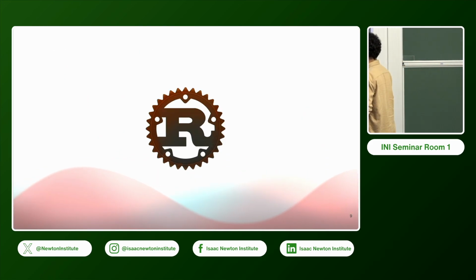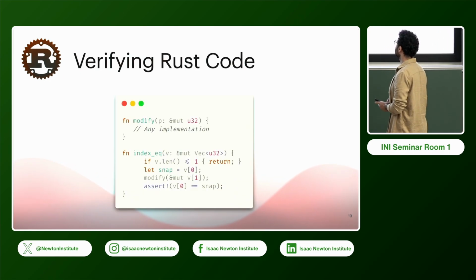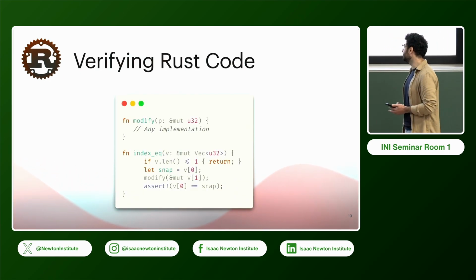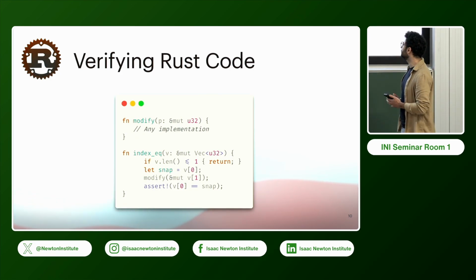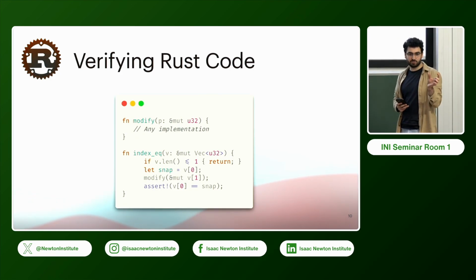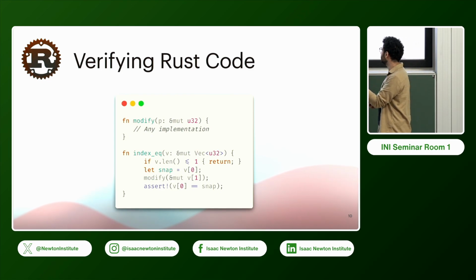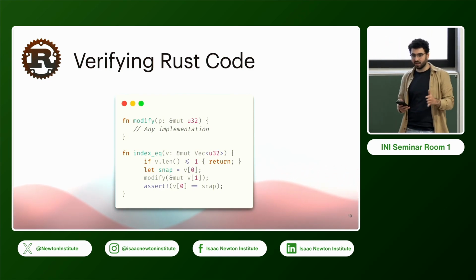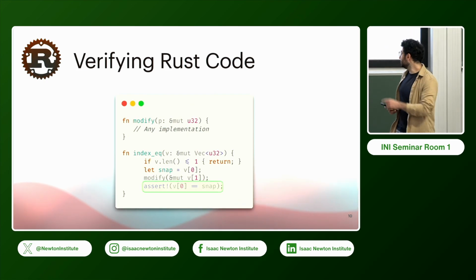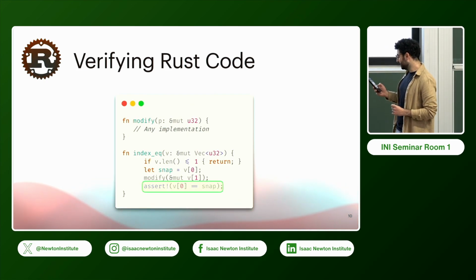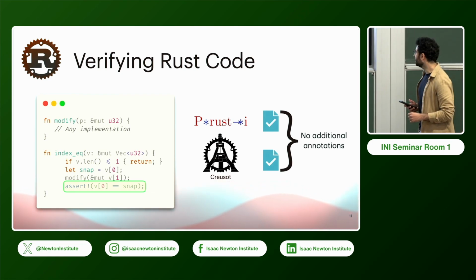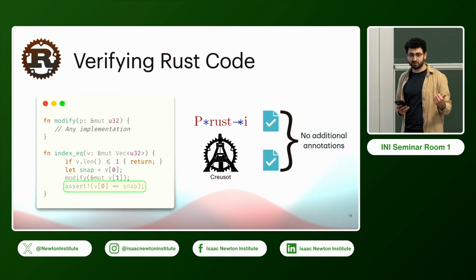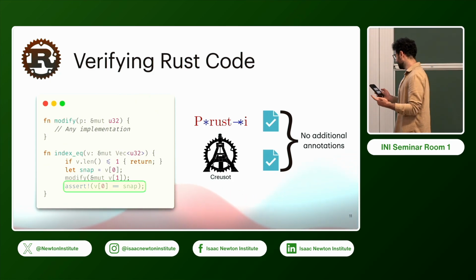So take the example of Rust. Take this simple program. You have an index function, which takes a vector, and discards the rest if it's not a list of length 2, so it must have at least 2 elements. Take a snapshot of the first element, modify the second element, and you want to check that the first element hasn't changed. This assert in particular, if you use a safe Rust verifier, like Prusti or Creusot, you will verify without any additional annotation and fully automatically.